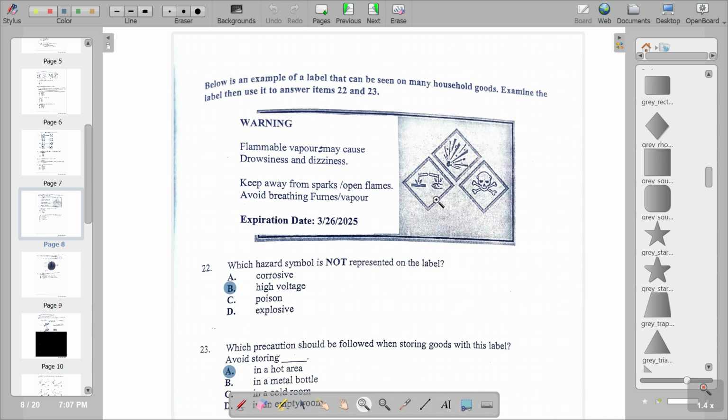Which hazard symbol is not represented on the label? This looks like corrosive, this like explosive, this like poison to me. I don't see high voltage, so I chose high voltage, right?